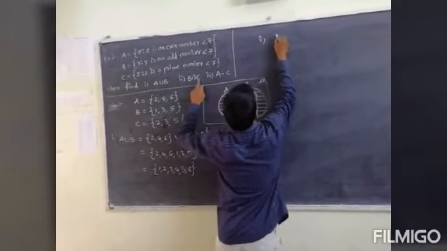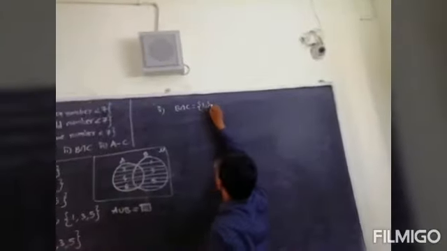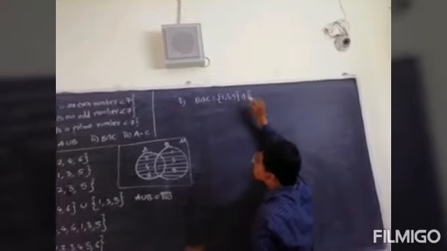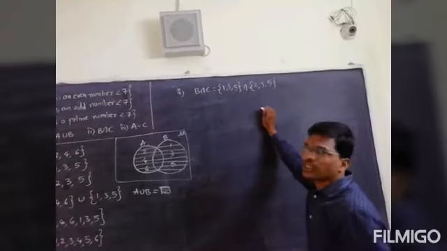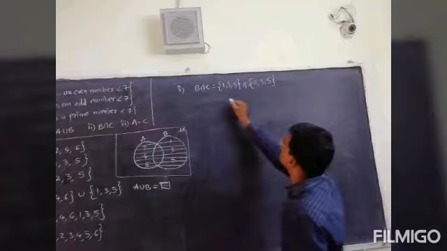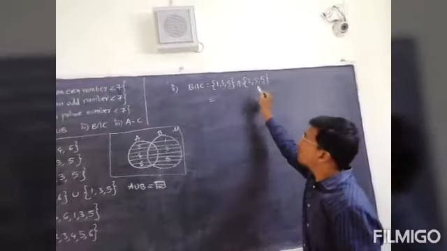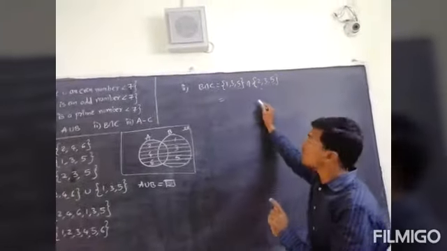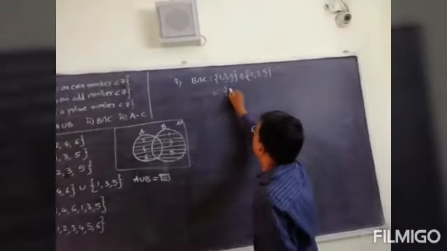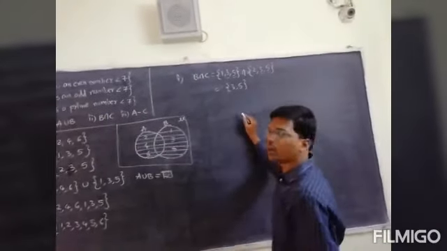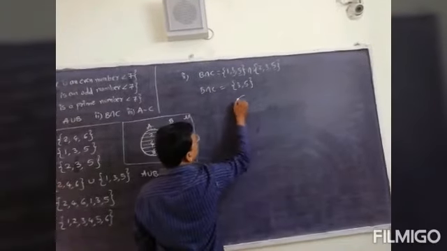What's the next question? B intersection C. So what is set B? Set B is {1, 3, 5} intersection. What is set C? {2, 3, 5}. So intersection means you have to write only the common elements. So here what are the common elements? 3, 5, 3, 5. No need to cut, because this is intersection. In intersection no need to cut. Just observe, identify them and write down. 3, 5. Okay, so this is B intersection C.